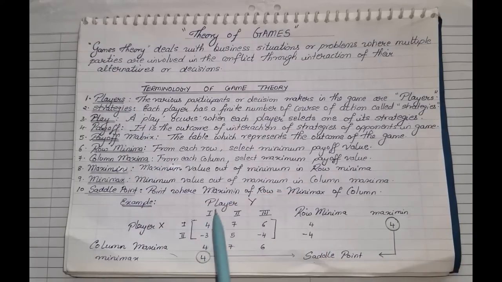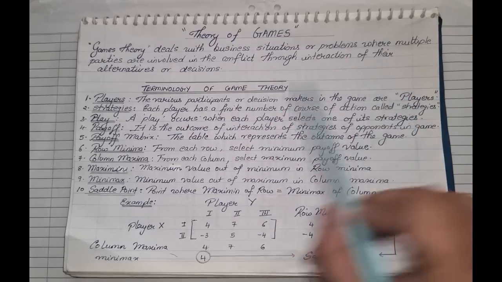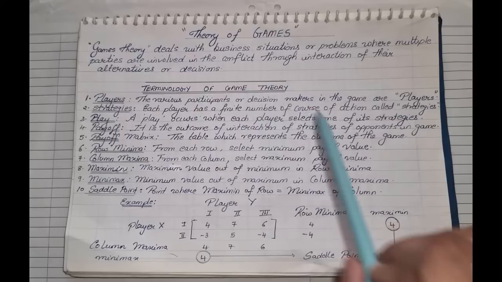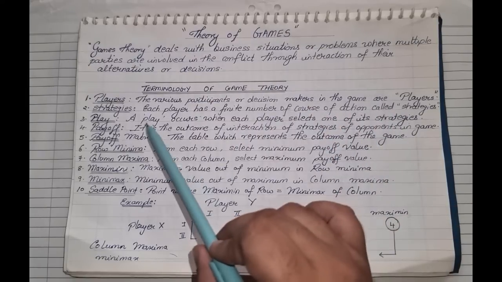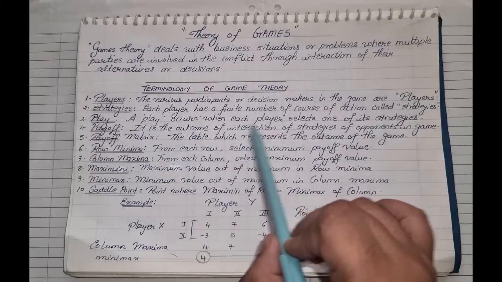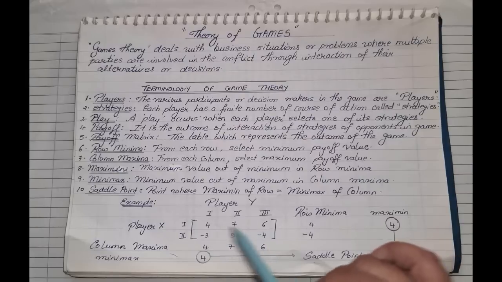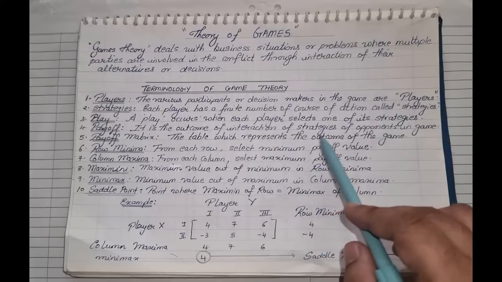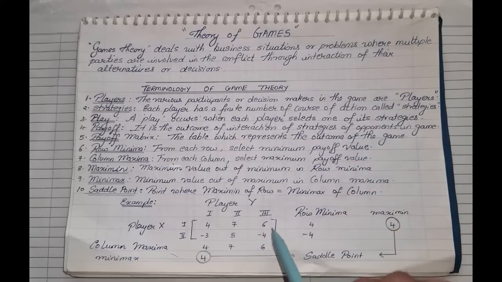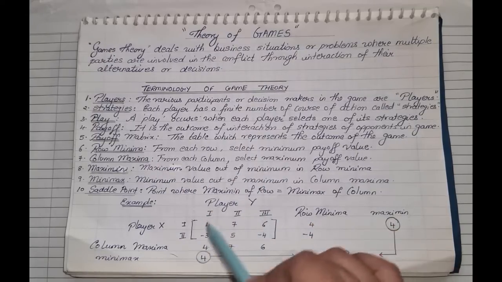Number one, players. Since we have player X and Y, the various participants or decision makers in the game are called players. Each player has a finite number of courses of action called strategies. So these are basically our strategies. A play occurs when each player selects one of his strategies. Whenever the player selects any one of these, that is called a play. A payoff is the outcome of the interaction of strategies of opponents in games. So this whole thing becomes the payoff.